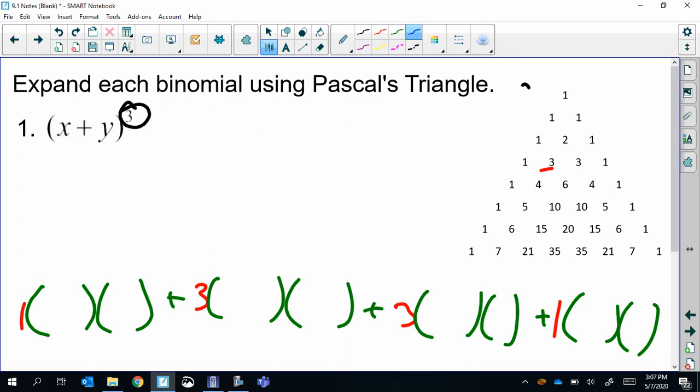Now in your parentheses, the first term of the binomial that you're multiplying out goes here in the first parenthesis, and the second term goes here in the second parenthesis. If there's a number there, you'd still put that number. If it was 3y, you'd fill it with 3y.